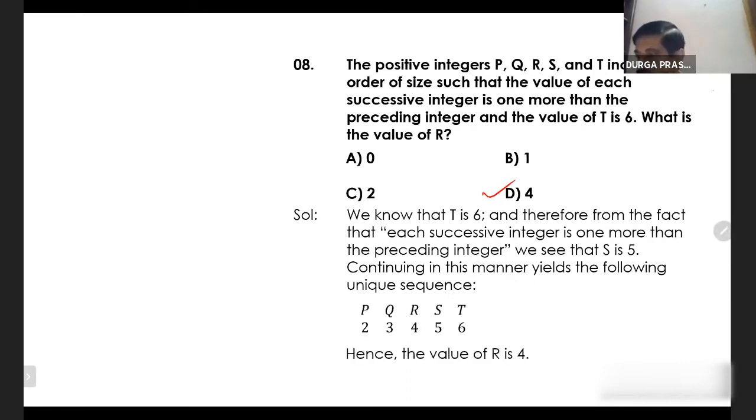Look at this. 6 minus 1 is 5. 5 minus 1 is 4. So r is 4. He has asked the value of r. So that is the thing. Please note it fast, quick.